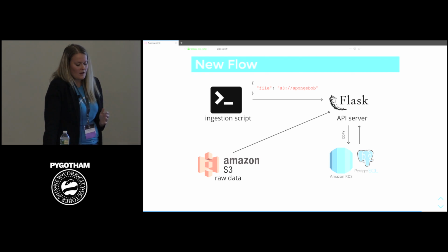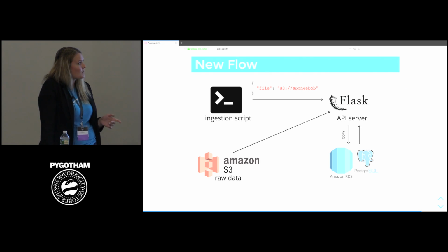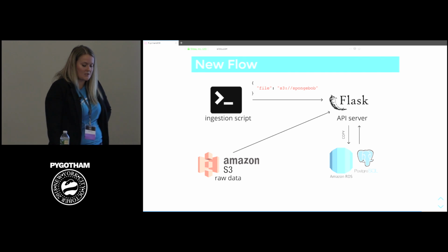So now our data still lives on S3, and we still need to invoke a script. But this time, we're hitting a new endpoint. And this endpoint takes a file param. That file should point to our raw data on S3, our JSON lines file. And then our Flask server will send a request to Postgres, and Postgres will read the file. And as it's read, it's formatted into the format it needs.